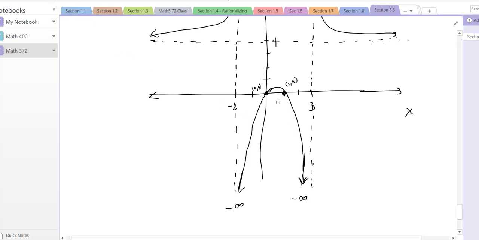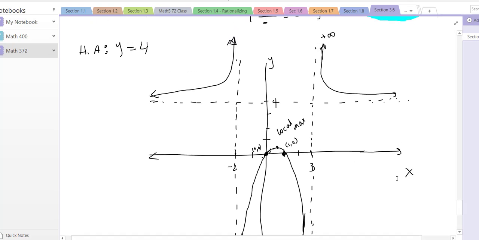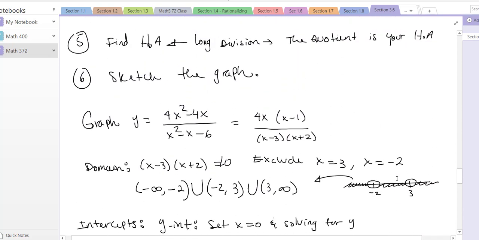And there are things that we still need to know. Some of you might be wondering, how do you know that it goes there and not all the way up? We can't really figure that out right now. So this is where you have a local maximum. And when you're in calculus, that's where you're going to find exactly where that point lies. So this is a very rough graph of what we think it looks like using our work.